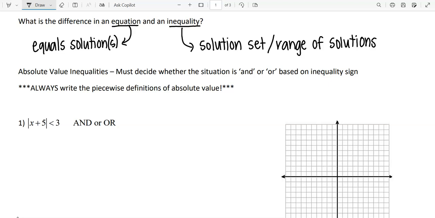So absolute value inequalities, you have to decide whether the situation is an and or an or based on the inequality sign. And I'll put an important note here, and you probably should too, after isolating the absolute value. So you always want to isolate the absolute value first, then you'll decide if it's an and or an or, and that's going to help you when you finish the problem figure out what your answer looks like, kind of like we've been doing on the openers, okay?